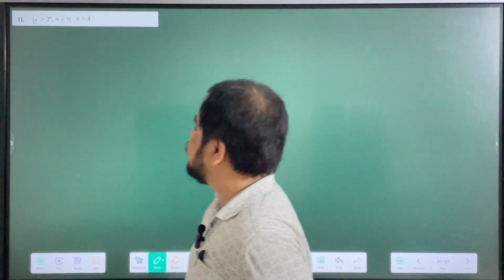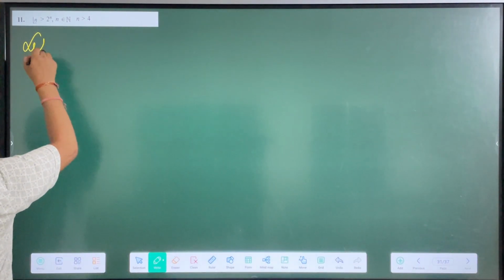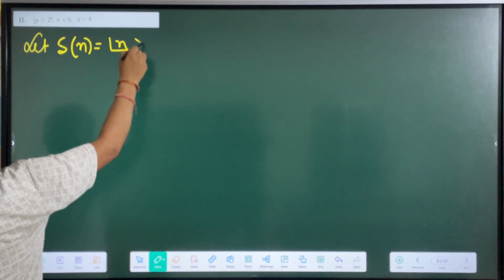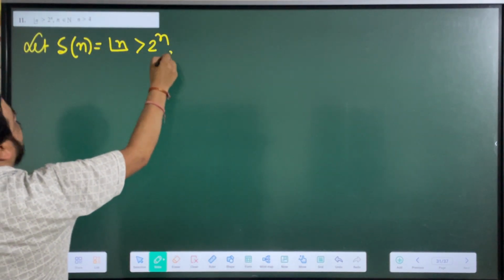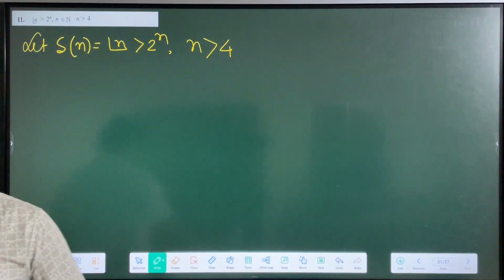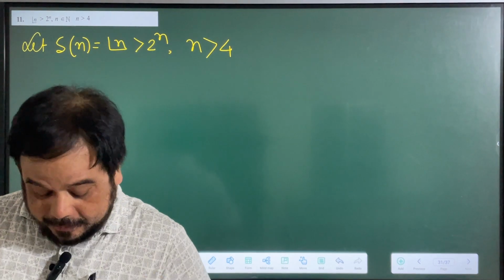Example 11. Let S(n) be factorial n greater than 2 to the power n, and the condition given is n is greater than 4. This type of sum is there in the examples also.